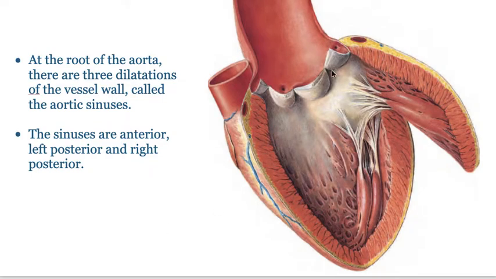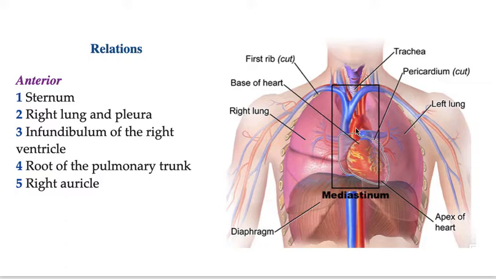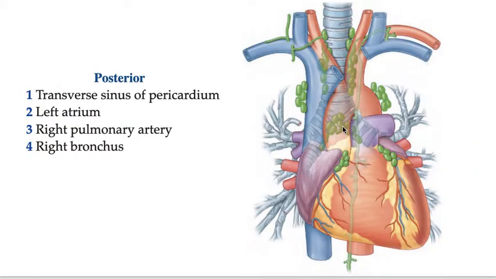At the root of the aorta, there are three dilatations of the vessel called the aortic sinuses. The sinuses are anterior, left posterior, and right posterior. Relations: anteriorly the sternum, the right lung and the pleura, infundibulum of the right ventricle, root of the pulmonary trunk, and the right auricle. Posterior relations: transverse sinus of the pericardium, left atrium, right pulmonary artery, and the right bronchus.